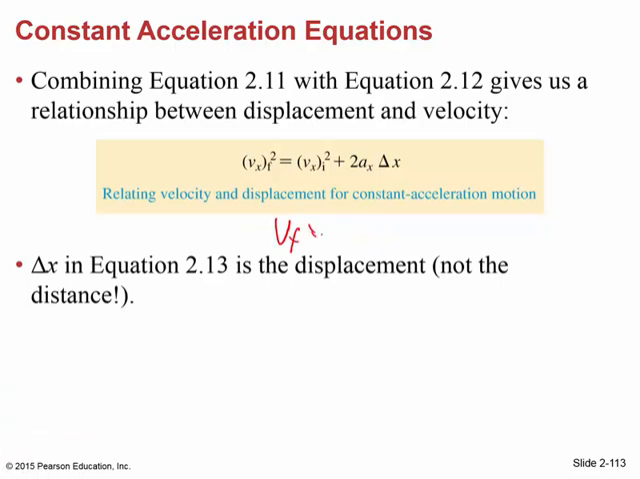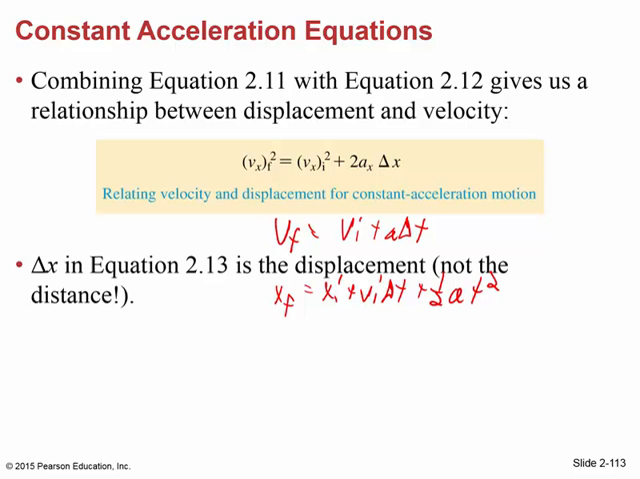V final is equal to V initial plus acceleration times delta t. Then we have X final is equal to X initial plus initial velocity times change in time plus 1/2 A t squared. And then we have this equation, okay? We have velocity final squared is equal to velocity initial squared plus 2A delta X, okay? Another very useful equation. Notice this one does not have time in it.